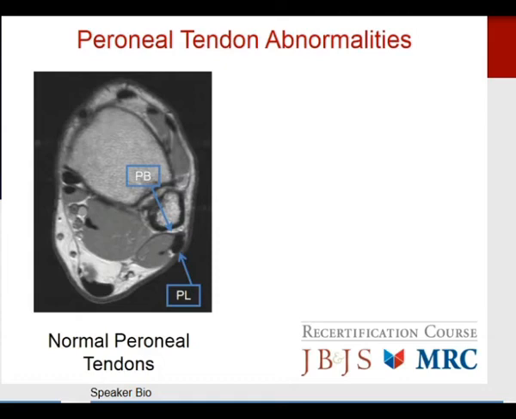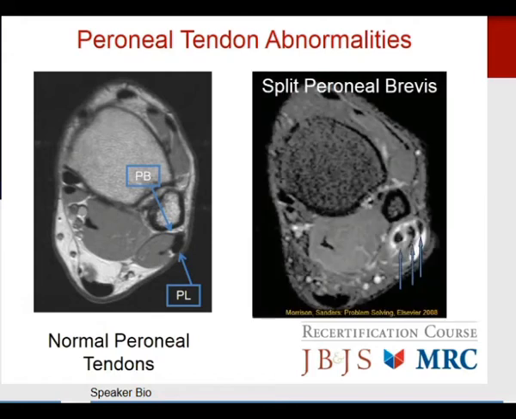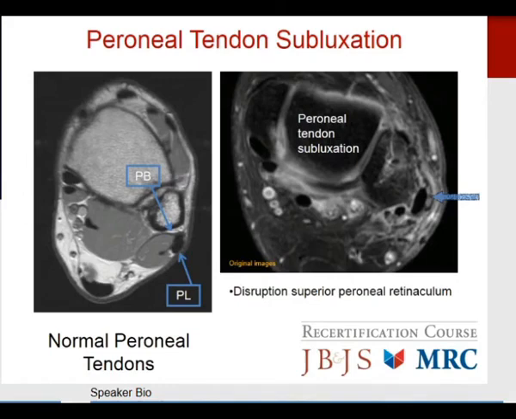With regard to the peroneal tendons, in addition to tendinosis, there's a few abnormalities that are somewhat specific for the peroneal tendons. We can see a longitudinal split of the peroneal brevis tendon. So if you look along the posterior margin of the fibula and you see 3 tendon slips rather than 2, this is often associated with a split of the peroneal brevis tendon. Here we see associated tenosynovitis and fluid within the tendon sheath.